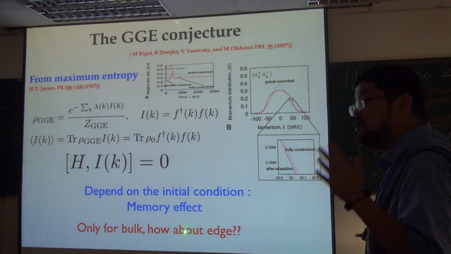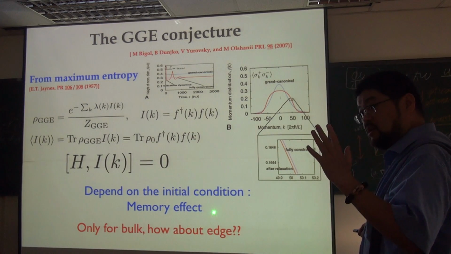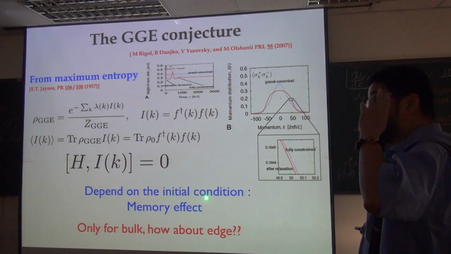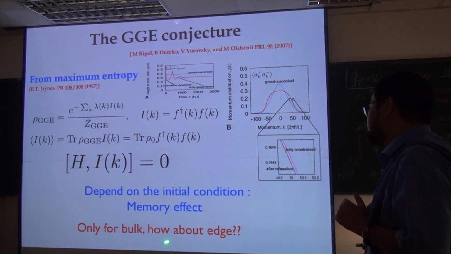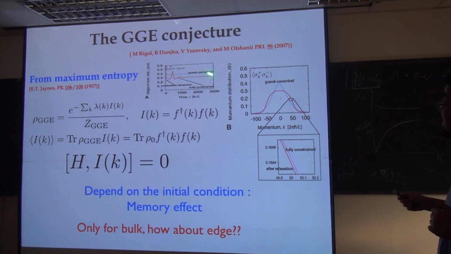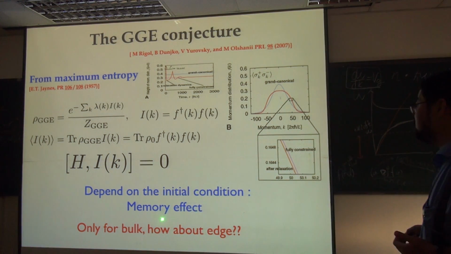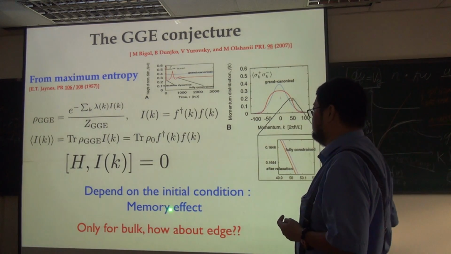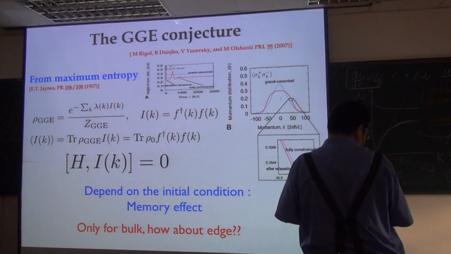So they have a memory effect: the integrable system will remember the initial condition. So, okay, then this can be found. It can be described by GGE, the generalized Gibbs ensemble. But this is only for the initial condition. How about the edge? That's what we want to study. So the edge state.